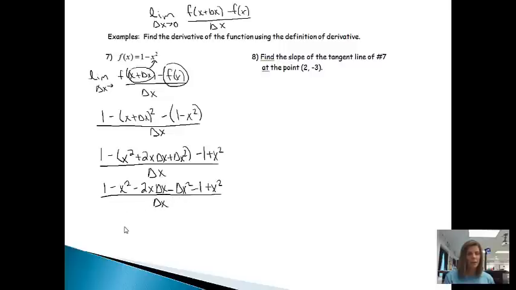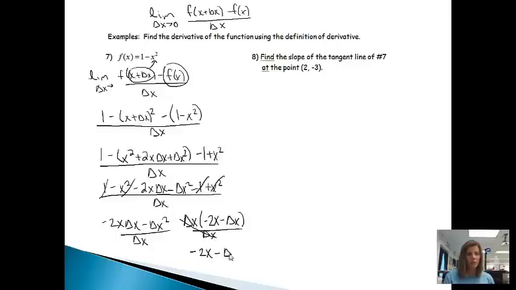From here, my 1s will cancel and my x squareds will cancel, and remember from the previous problems we've done, that should always happen. I get negative 2x delta x minus delta x squared all over delta x. Then I notice that up top they both have a delta x, so I'm going to factor that out. So I get negative 2x minus delta x all over delta x. My delta x's cancel, so I'm left with negative 2x minus delta x.